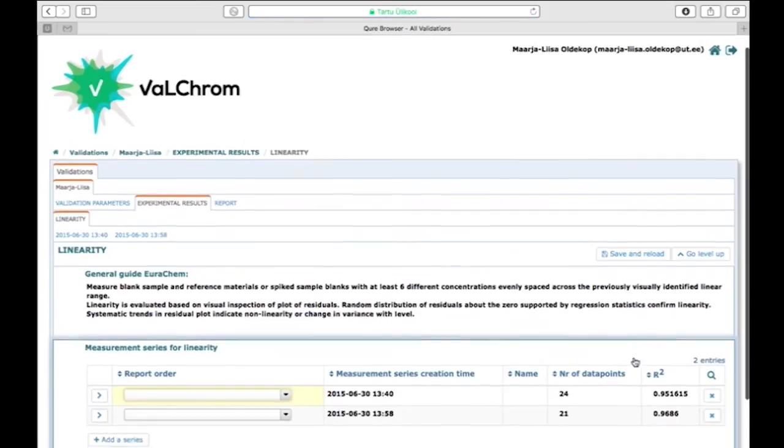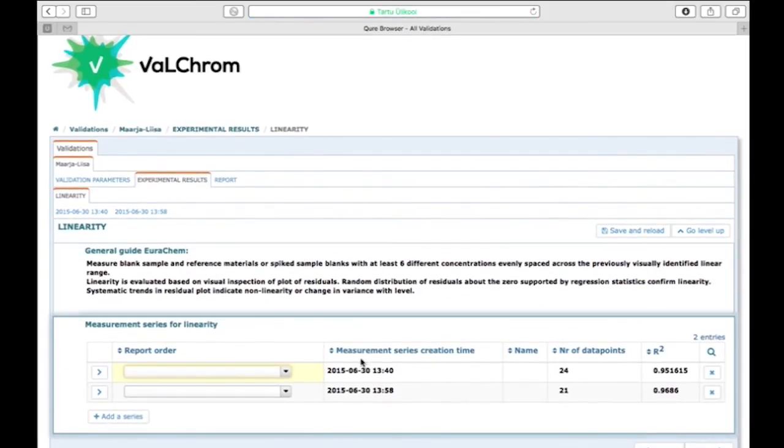I have previously uploaded data. And here are the general EuroChem guidelines suggestions. The concentration levels should be at least 6 and evenly spaced across the linear range that we have previously identified visually. And the linearity is evaluated based on visual inspection of the plot of residuals.